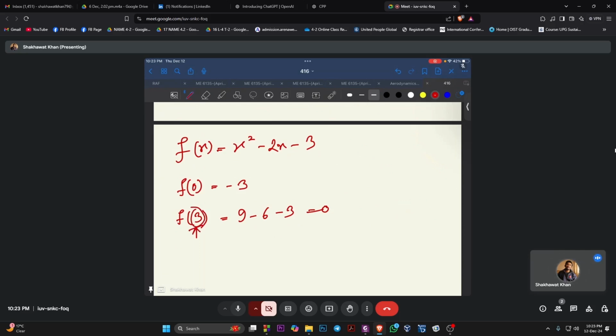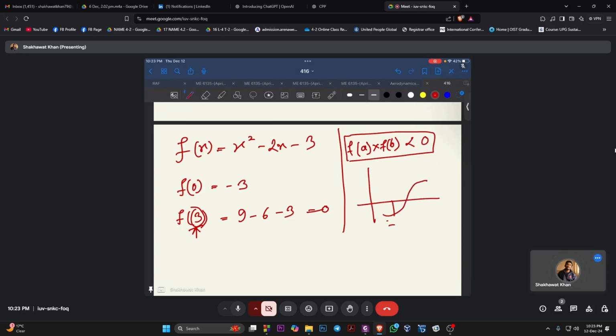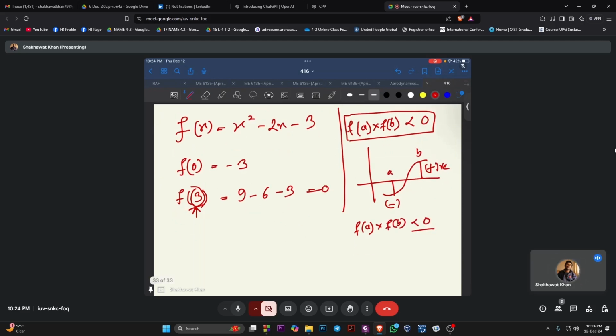But in the bisection method, our primary condition is that f of a into f of b should be less than 0. As I discussed earlier, our function should be like this: one value produces something negative, one value produces something positive. So f of a and f of b multiplied should obviously be negative, less than 0. In that case, we can solve this problem using the bisection method.